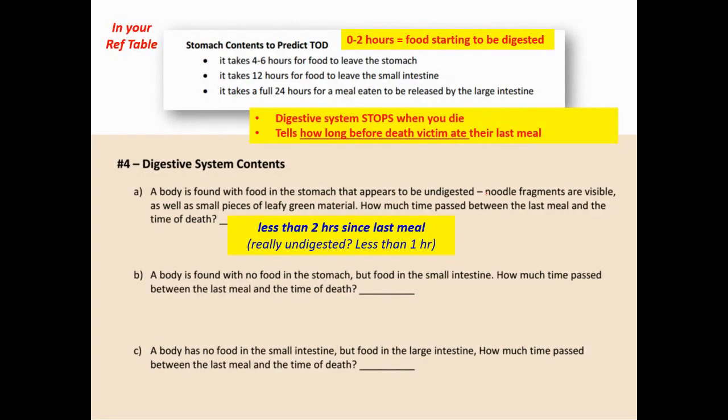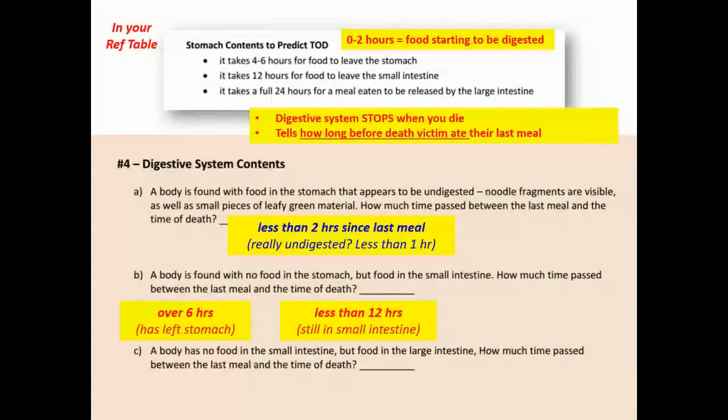A body is found with no food in the stomach, but food in the small intestine. How much time passed between the last meal and the time of death? Okay, it's been over 6 hours because food has left the stomach. Okay. It's been less than 12 hours because food is still in the small intestine and it hasn't left the small intestine yet. So we could say it was 6 to 12 hours between the last meal and the time of death.